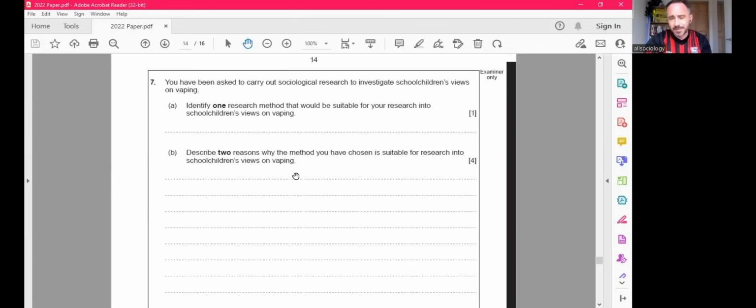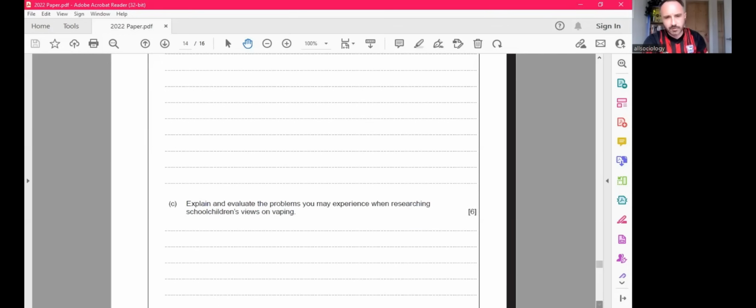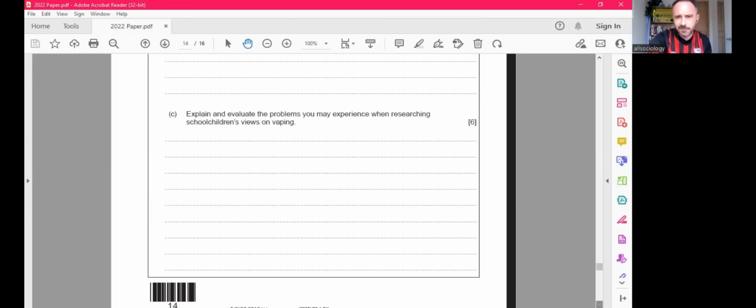The second one I said was about reliability. So a second reason is that questionnaires are reliable, which means if you want to repeat the research on school children's views on vaping, you can do this next year and then establish patterns and trends. So you have to mention the topic, which in this case is vaping, or the sample, which is school children. Sorry, nearly forgot that. And then the same kind of vibe with this one. So question 6C: explain and evaluate the problems you may experience when researching school children's attitudes to vaping.